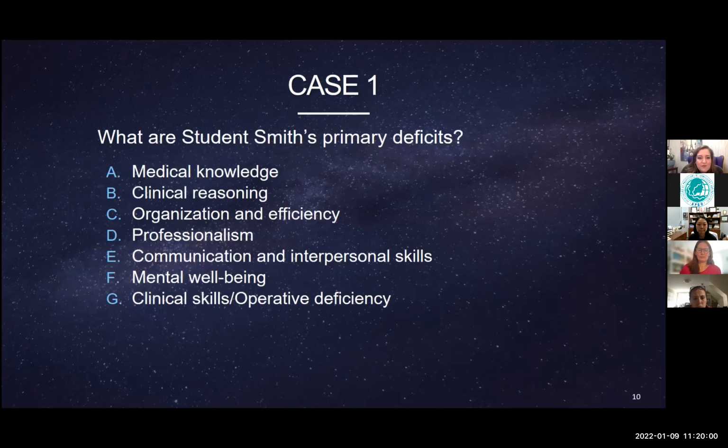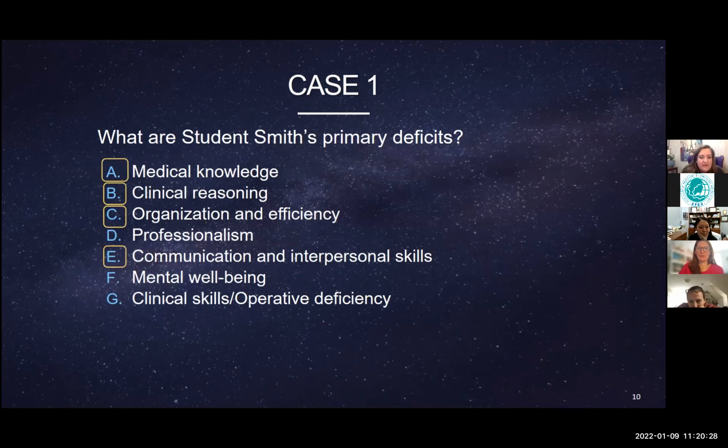What are Student Smith's primary deficits? Answer in the chat, put your A, B, C, D, E, whatever you got. You can put more than one. C and possibly F. We got some B's, C's, C, F, B, and C. All right, let's see what we have for you.